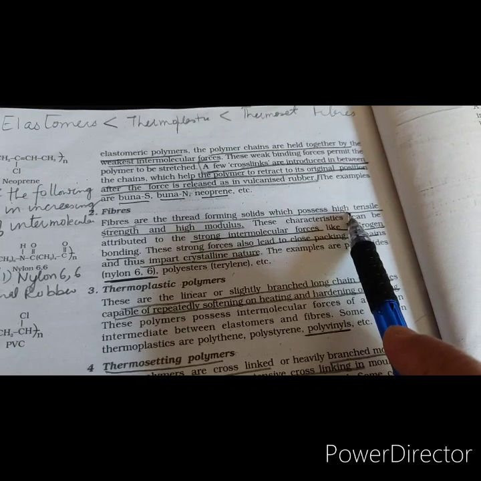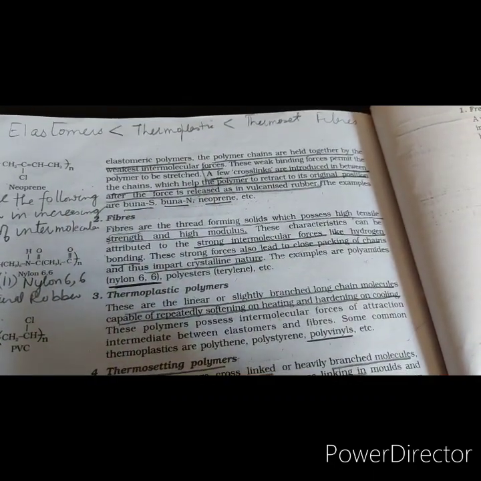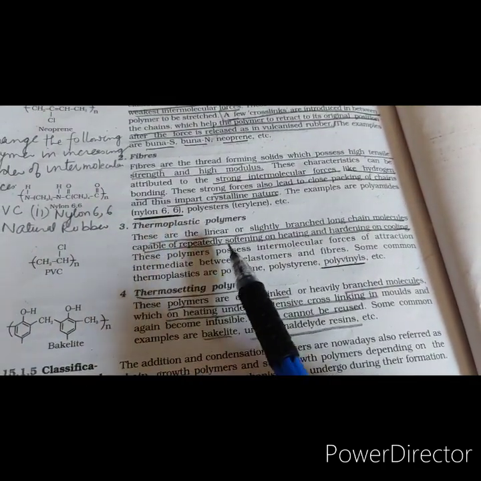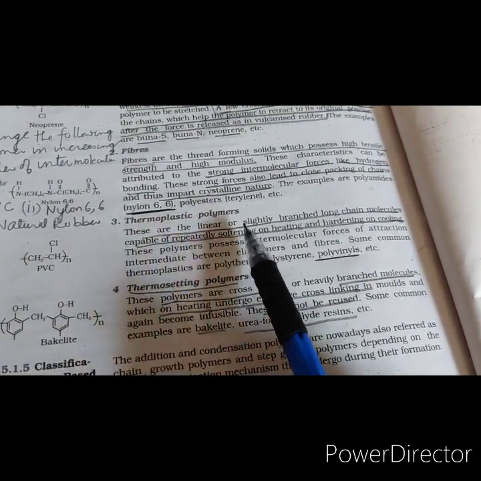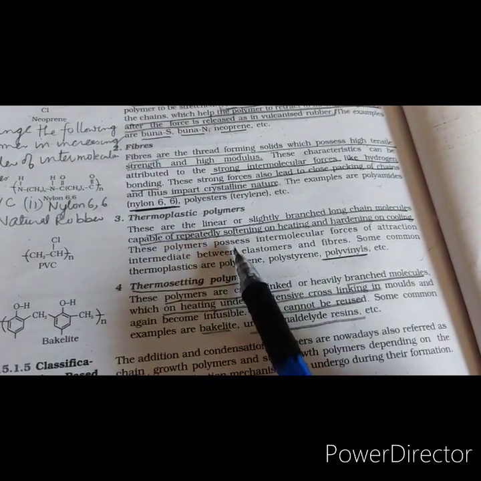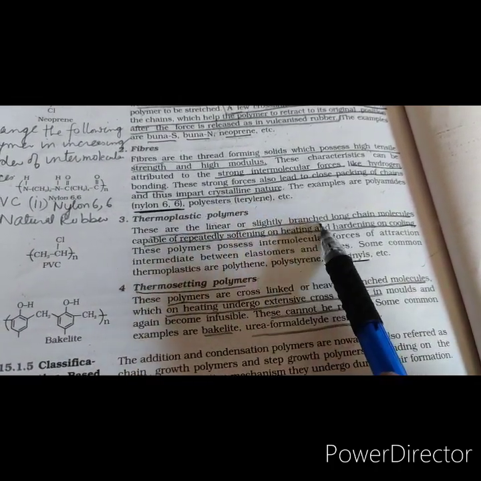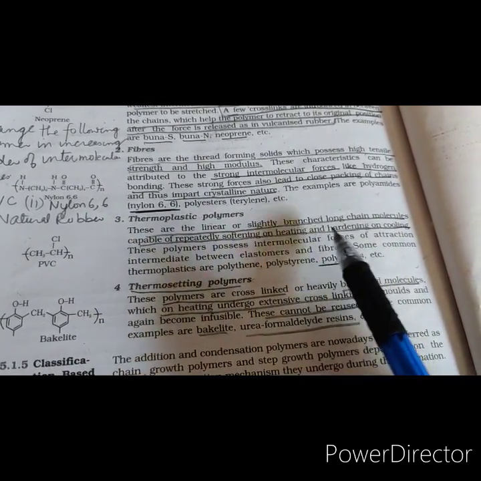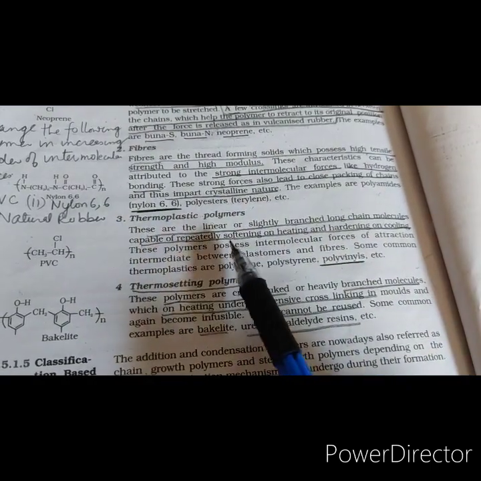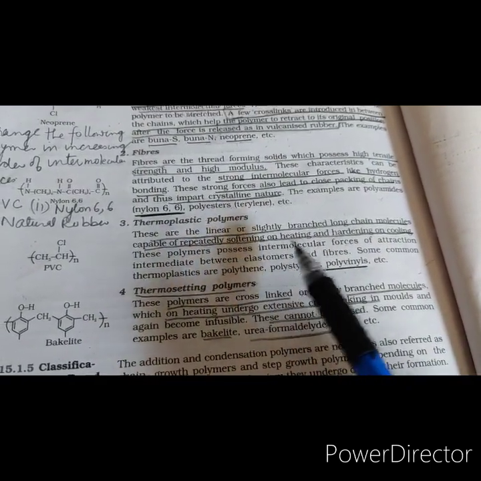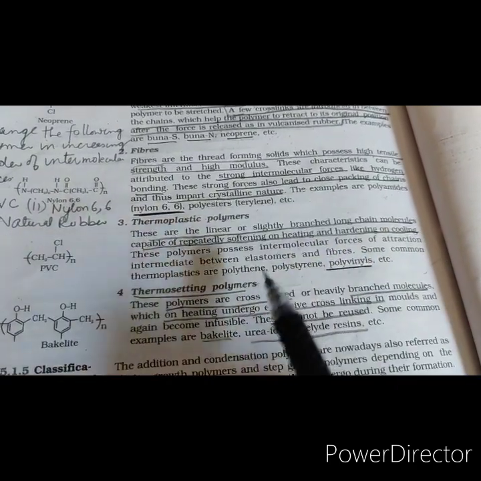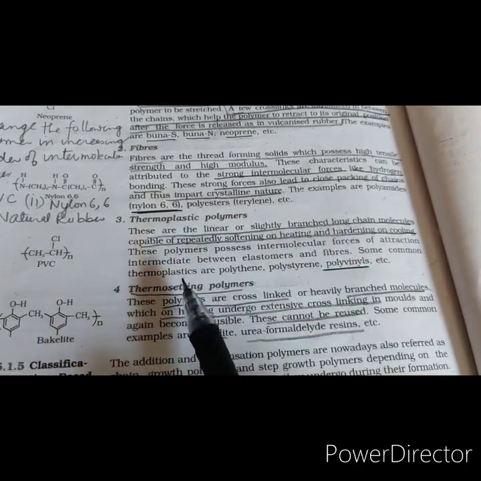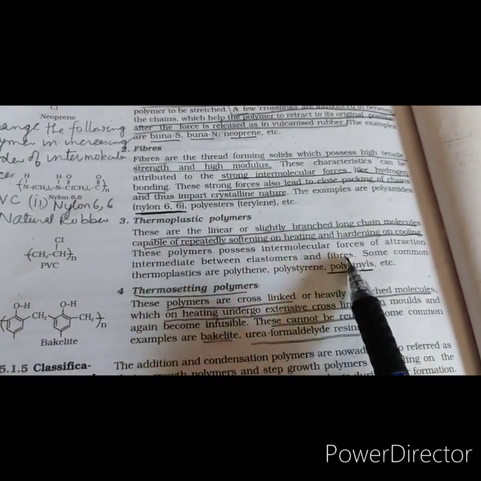High tensile strength means they have high pulling strength, meaning they don't break. And they have high modulus. Then we come to the third kind of polymers, that is thermoplastic polymers. Thermoplastic polymers are linear or slightly branched long chain molecules capable of repeated softening on heating and hardening on cooling. So thermoplastics can be softened on heating and they get hardened on cooling, and they possess, this is important, intermolecular forces of attraction intermediate between elastomers and fibers.